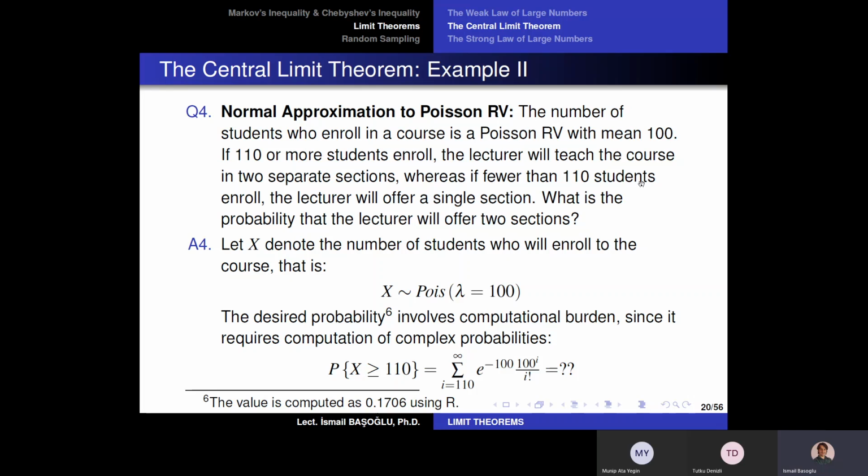Whereas if fewer than 110 students enroll, the lecturer will offer a single section.